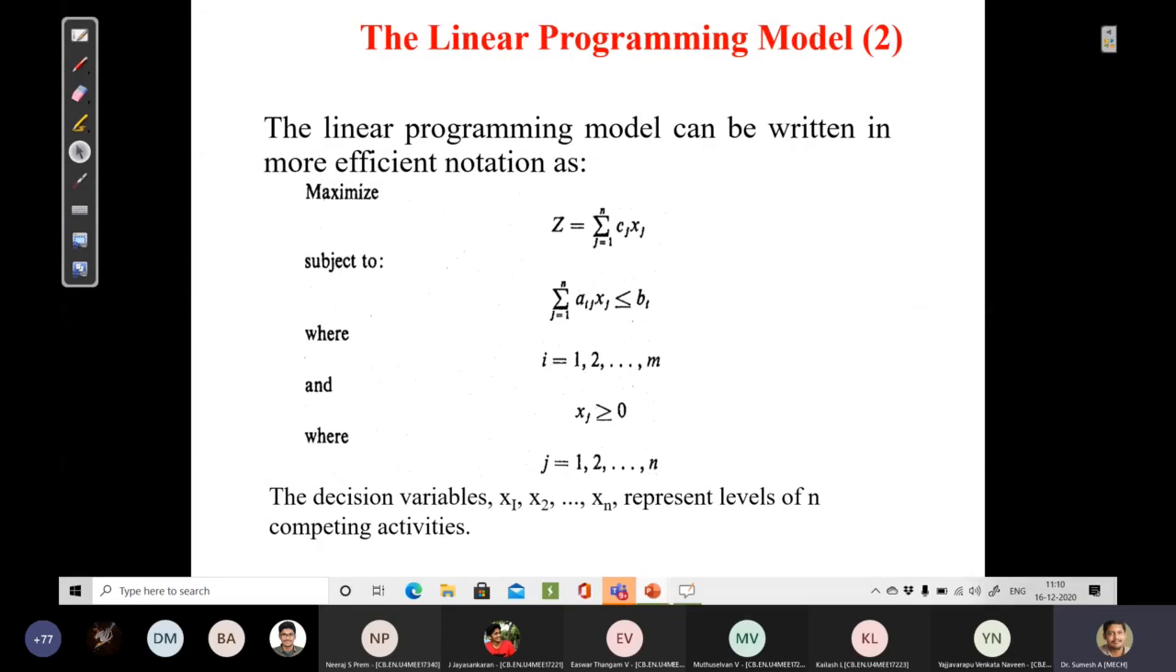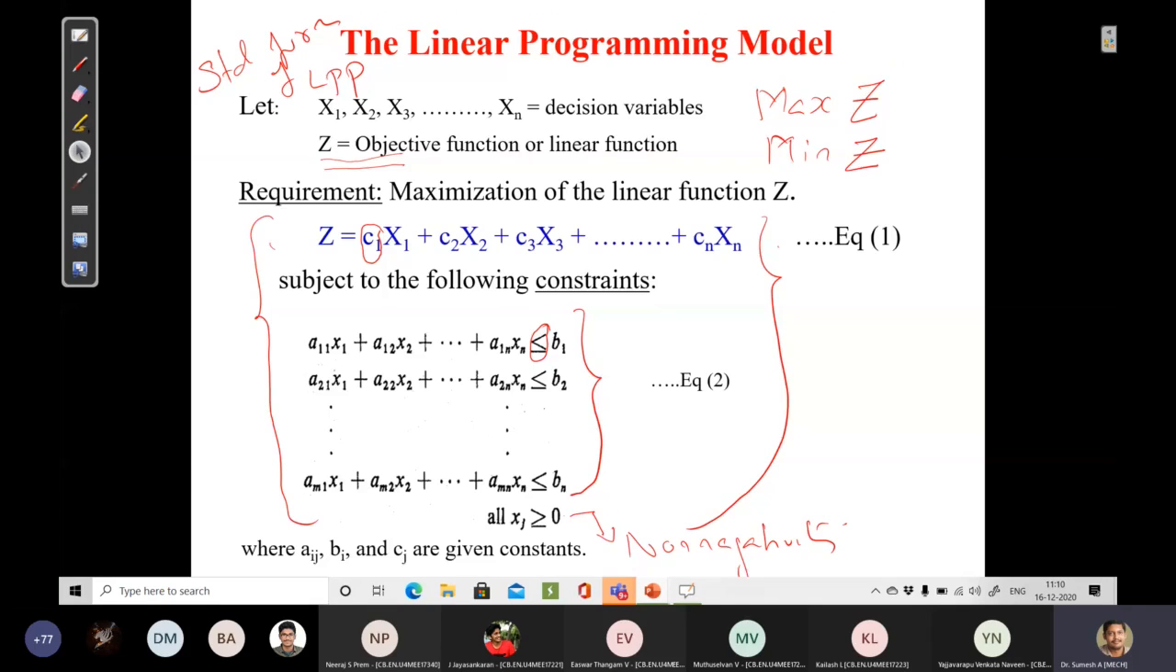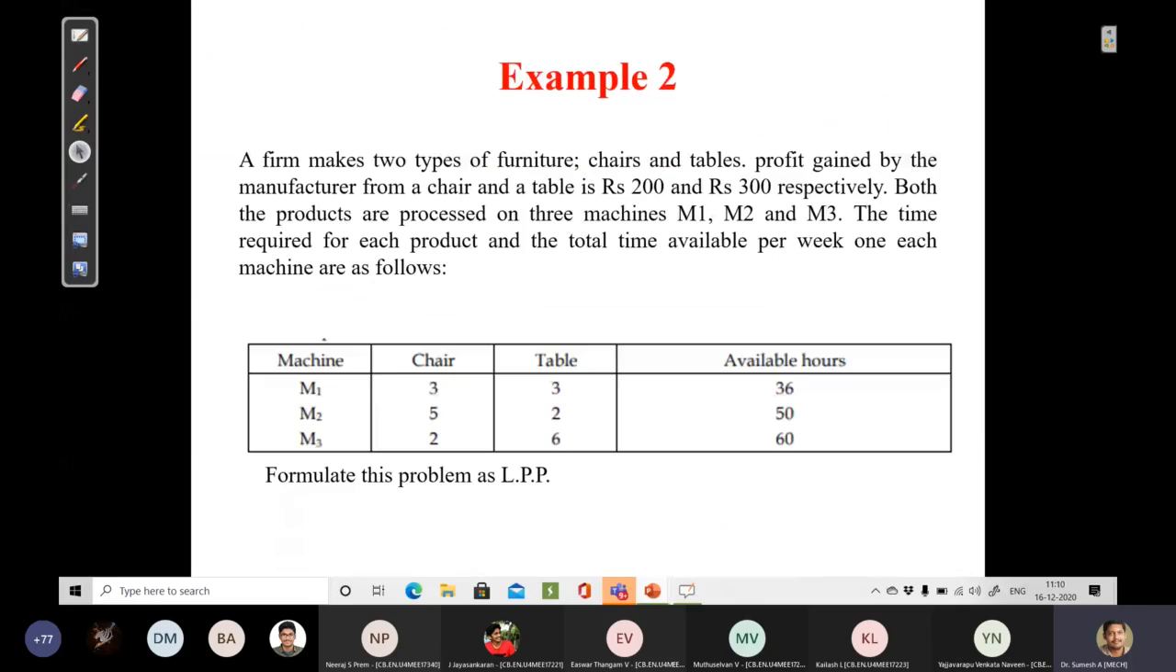The problem is over here. You can just read the problem, and I will give 5 minutes. You can go through the problem and try to formulate it. Try to identify the decision variables and try to formulate it. 5 minutes time I will give.